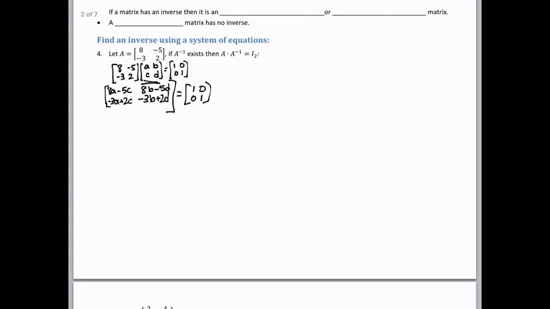And then hopefully you guys are seeing where we're going here. We have 4 entries, and our identity matrix has 4 entries, so I have 4 equations, each with a solution. So I'm just going to rewrite them out equal to the corresponding entry. So we'd have 8A minus 5C equals 1, -3A plus 2C equals 0, 8B minus 5D equals 0, -3B plus 2D equals 1.